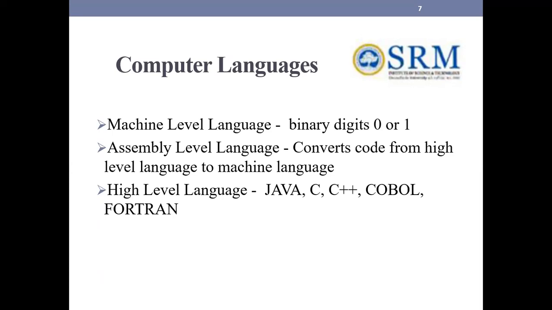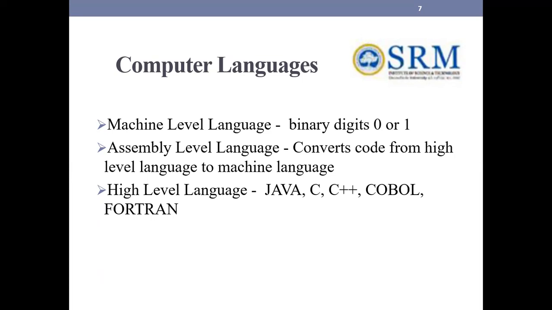And in computer languages, there are three types: machine level language, assembly level language, and high level language. Machine level language is what only the machine can understand, in the form of binary digits, bits, zeros and ones. The computer machine can understand only zeros and ones. That is called machine level language.